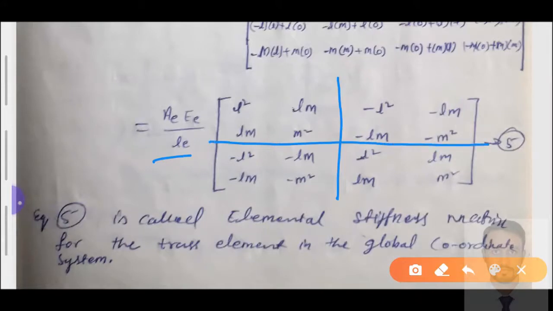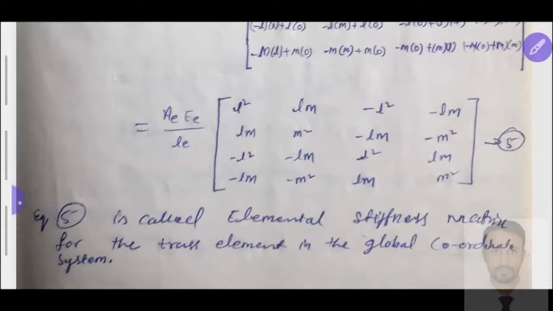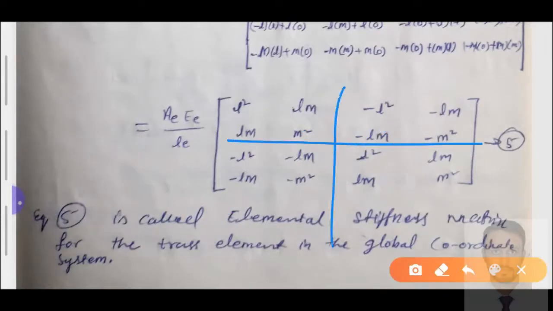So I will make the four parts: L square, Lm, Lm, m square, right? Similarly here we have L square, Lm, Lm, m square, similar to this, and also here L square, Lm, Lm, m square. Don't bother about sign convention; later on we'll go with the sign convention. Now in these four parts, the first diagonal part is positive and the second diagonal part is negative. So first remember only one quarter of the elemental stiffness matrix of a given truss element. If you remember the sign convention for the rest, you can easily write the matrix.